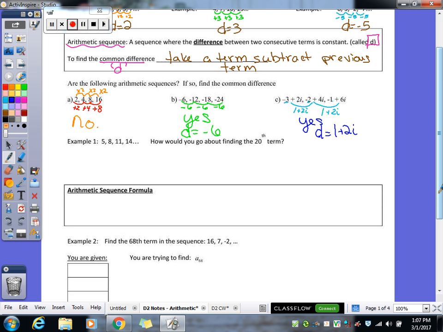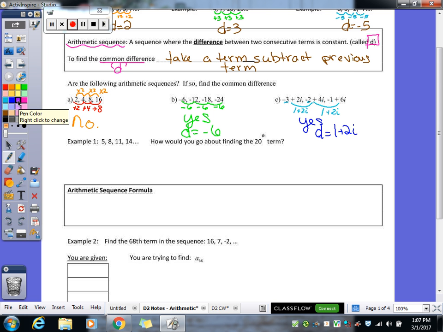So now there's a whole bunch of different kinds of questions that they will ask you regarding your sequences. So I'm going to try to get to every kind of question in our notes today before you do your homework. So example number 1, they want to know, how would you go about finding your 20th term?